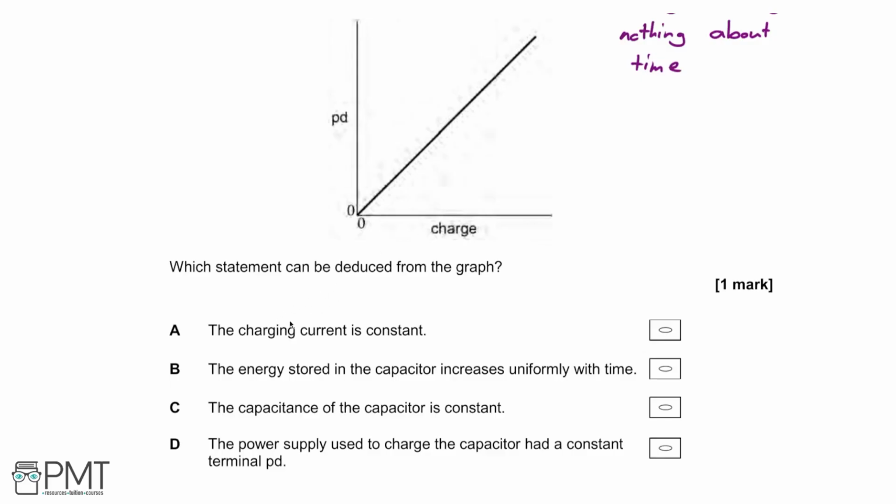both these statements refer to a time involved, because A is talking about the charging current, I is equal to Q divided by T, the charge flowing past a point divided by the time it takes for that charge to flow past that point, and B explicitly references time. So these two are automatically out because they're making an explicit reference to time, which is no good because this graph tells us nothing about time. It just tells us about how the potential difference varies with the charge on the capacitor plates.